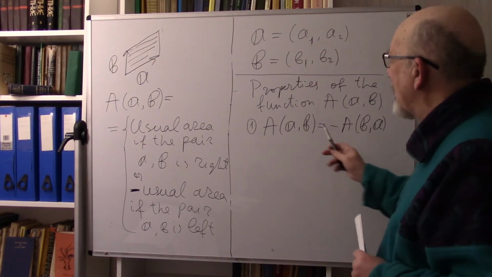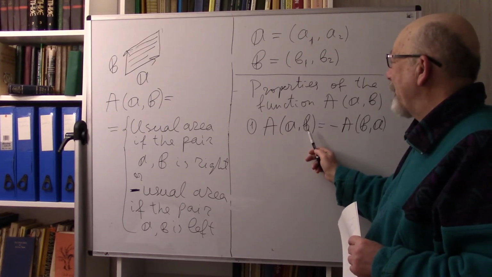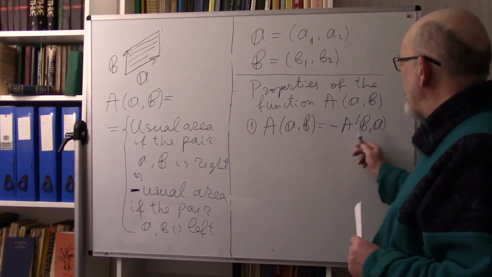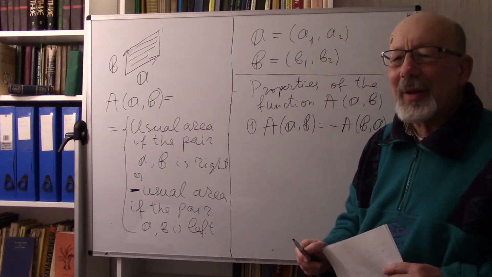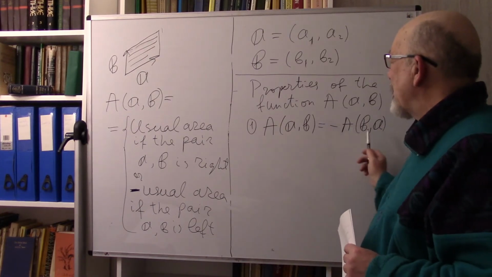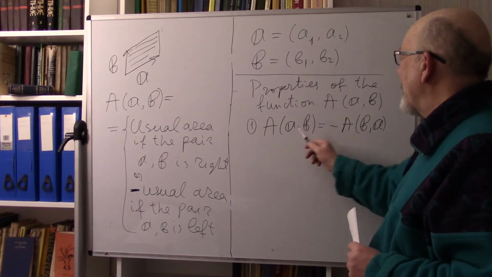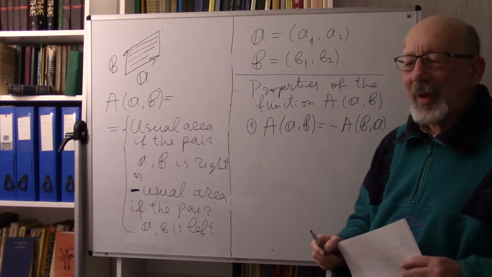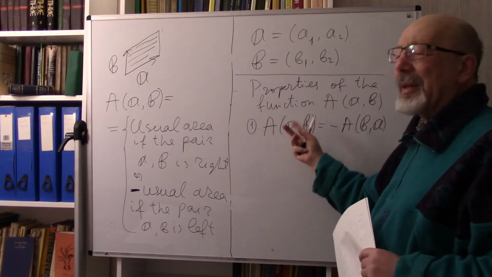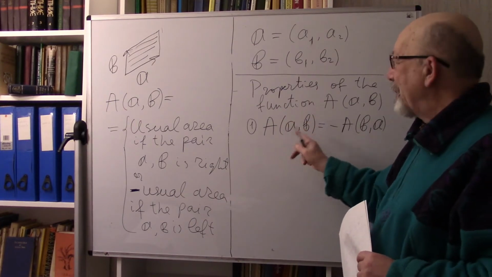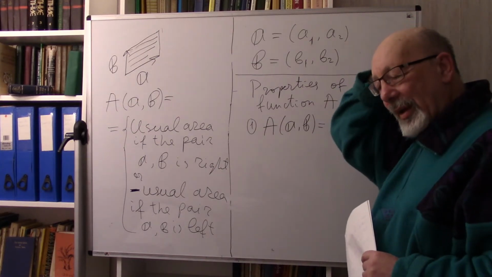No, simply because if you take a right pair of vectors A and B and change places, then the pair BA is left. Yes? So the area changed sign. If this is a left pair, this is a right pair. So it's quite symmetric. This function, I would say, is antisymmetric relative to transposition of arguments A and B. It is a new property.